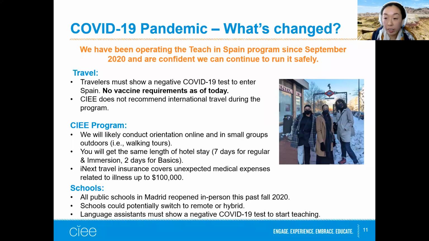As for schools, like I said, all public schools reopened in person in Madrid this past fall. They do have the ability to switch to remote or hybrid, but for the most part, all of our teachers are continuing to teach in person. Before you start teaching, you will have to show a negative COVID test to start teaching at your school. But we've been able to send over 400 participants in the 2020 to 2021 academic year. So we're hoping to send many, many more this fall.